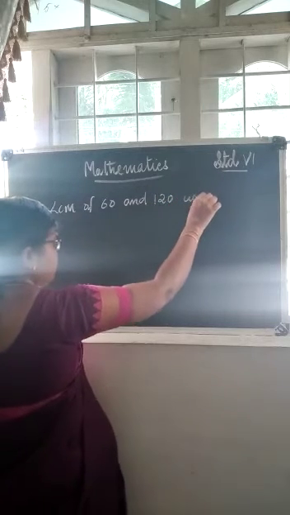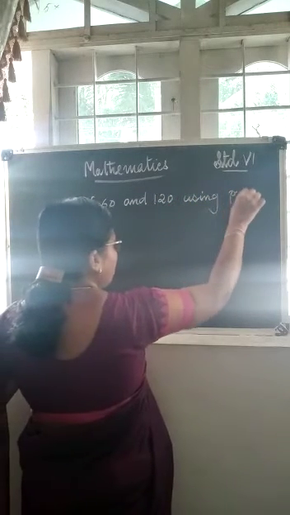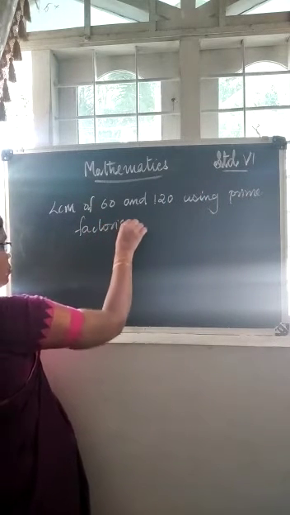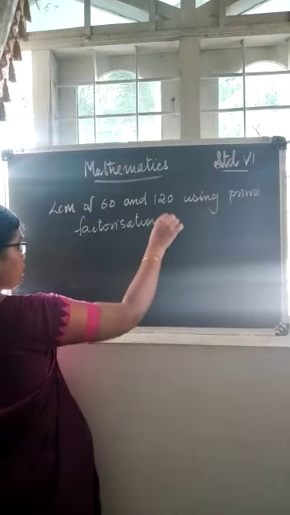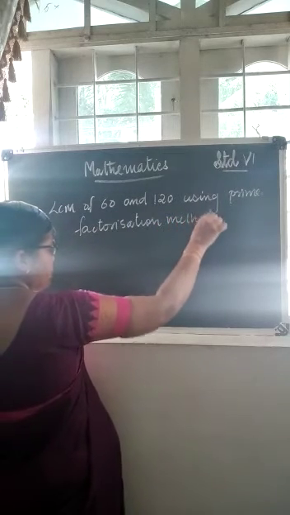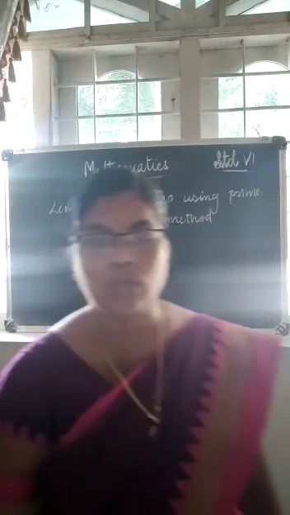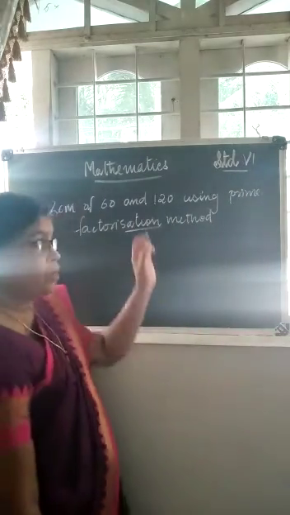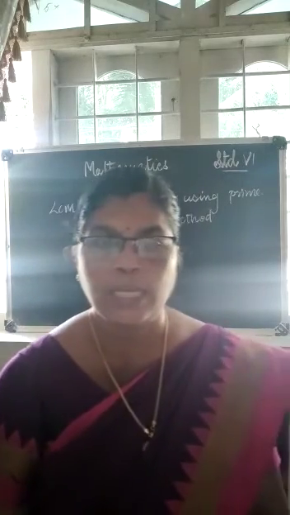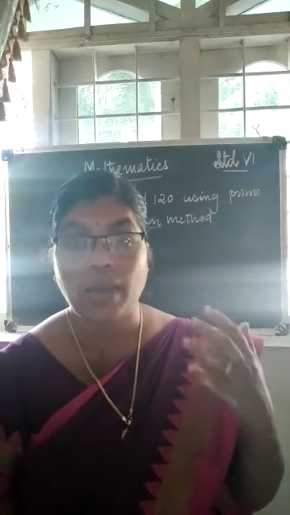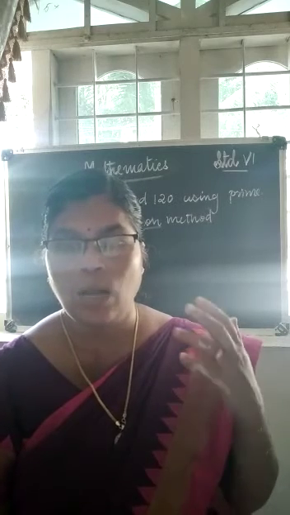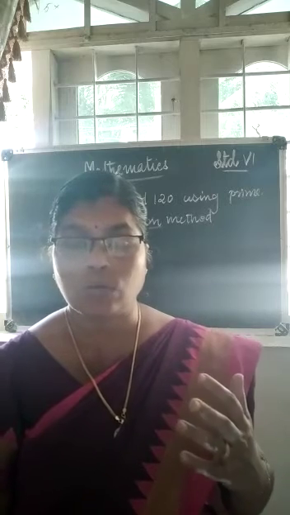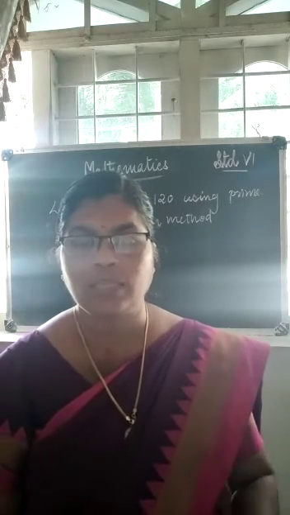using prime factorization method. So the LCM of 60 and 120 using prime factorization method. Okay, let us write the prime factors of 60 first, then write the prime factors of 120, then take the factors maximum number of times each factor occurs. Okay, that we have to take, then take the product of that, then we get the LCM.